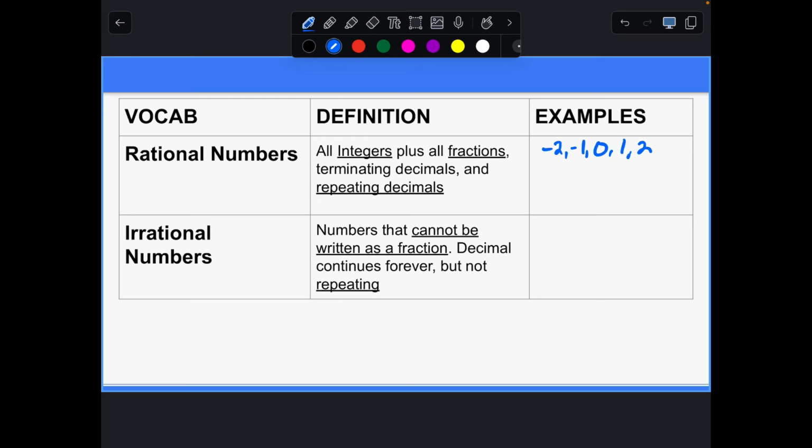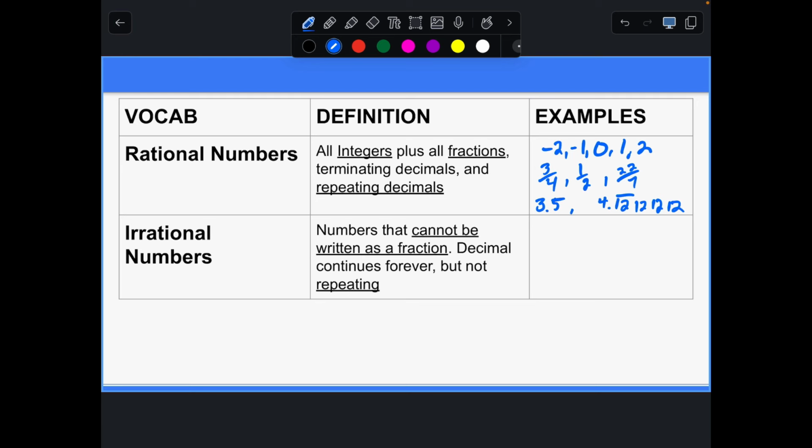Now any fractions that you want: 3/4, 1/2, 22/7, whatever you want. Any type of decimal that ends, like 3.5, and any decimal that continues. Let's go with 4.12, where the 1, 2 is repeating. That means technically it's 4.12121212, and technically it goes on forever, but it is at least the same number repeating.